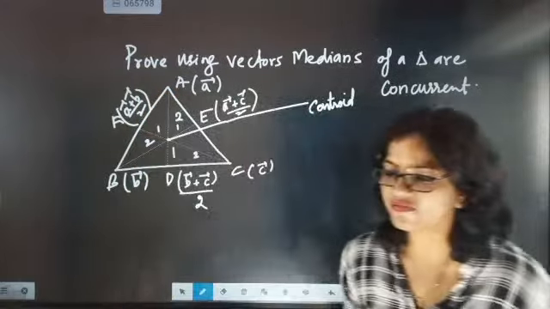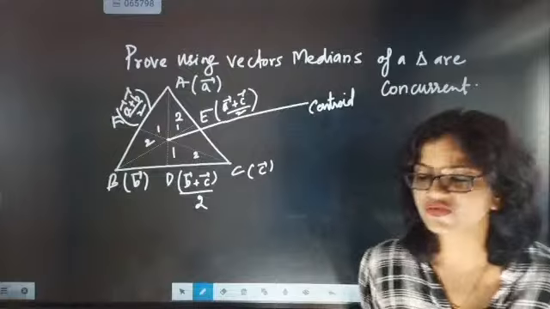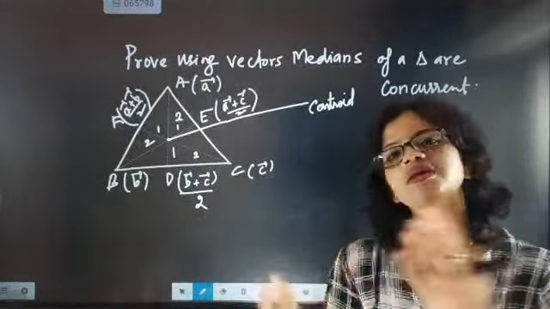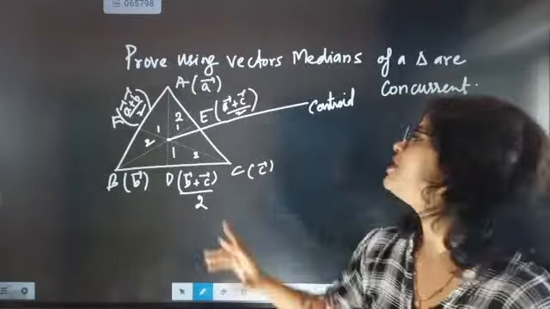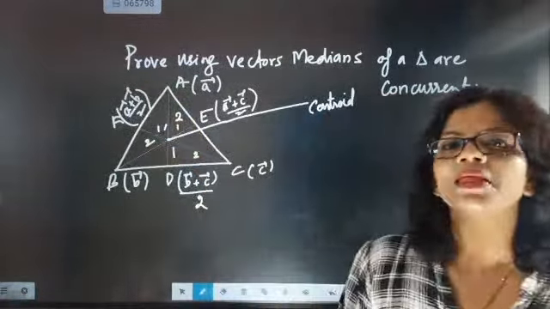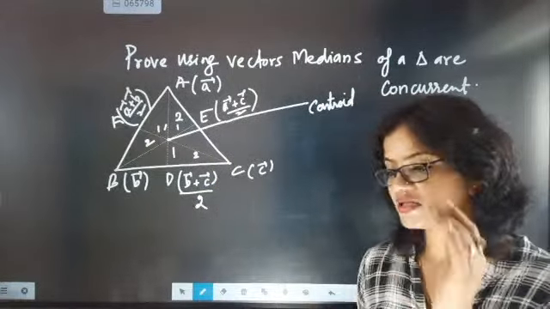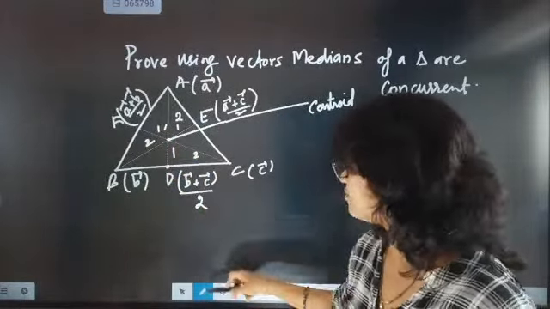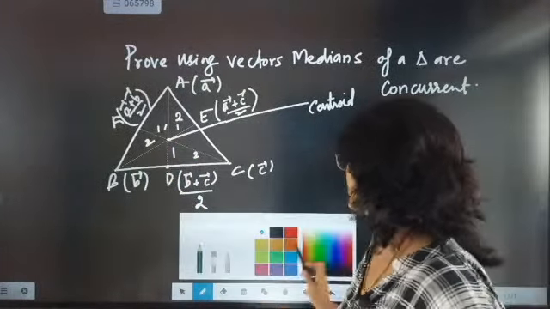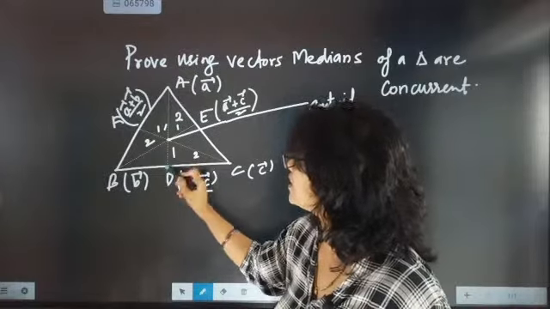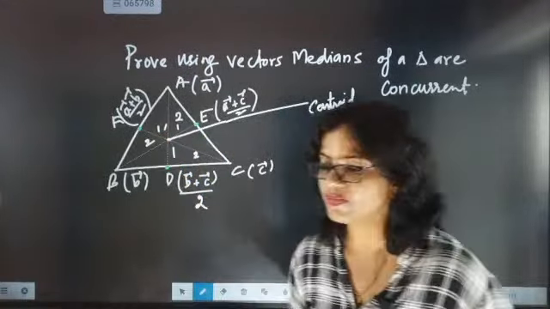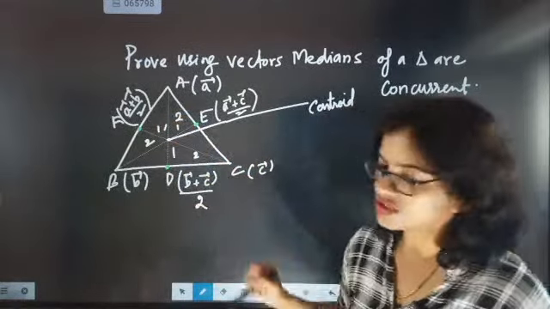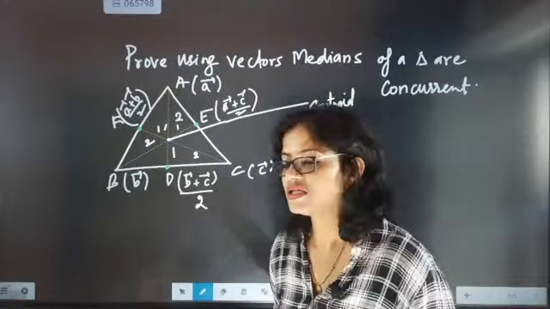So why am I writing A vector plus B vector divided by 2? There is a specific reason behind writing this point: when the medians are intersecting each other, they always cut in the ratio 2:1. That is one point we have discussed, that in the answer you can write. Second important point: D, E and F are the midpoints, exactly B plus C by 2, A plus C by 2, A plus B by 2. These are the midpoint values.